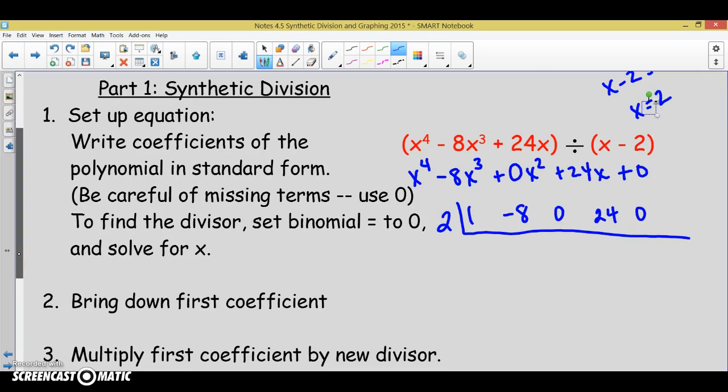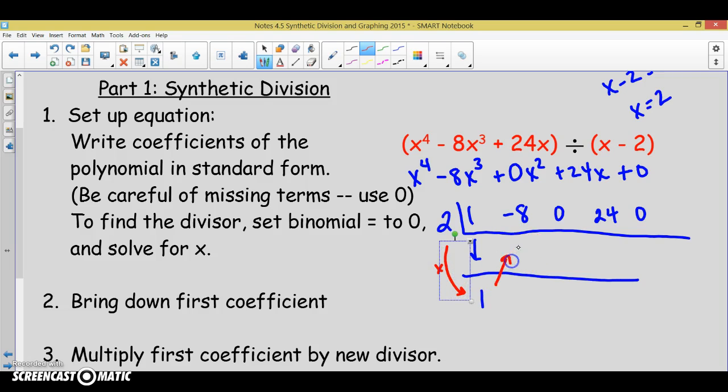Following our steps, we're going to bring down that first coefficient of the 1, and then multiply the 2 times 1, so that gives me 2. And then we add our columns together. So -8 plus 2 gives me a -6. Then I'm going to take the 2 and multiply it by -6, so it's going to give me a -12. And then when I add my columns together, 0 plus -12 is -12.